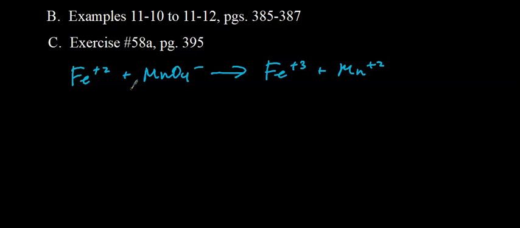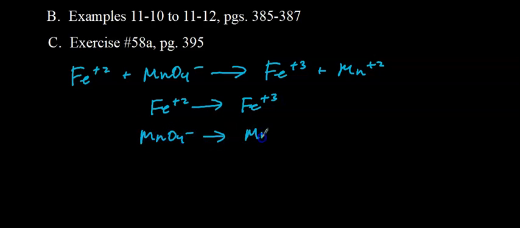All right, so let's separate this into 2 half reactions. We have one that has iron on both sides. And then we have one that has manganese on both sides. All right, so let's start with our iron half reaction. Mass is already balanced. We have 1 iron on the left, 1 on the right. We need to balance charge.